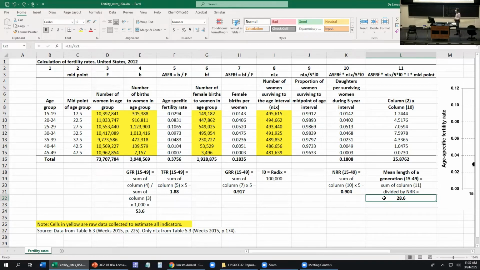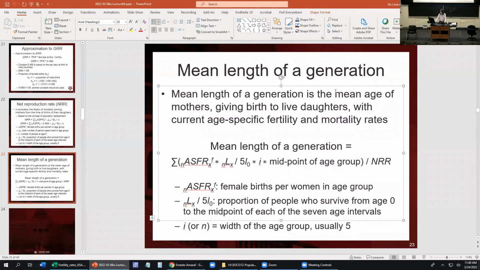So maybe if we see women delaying the age at which they have children, and we have data for several years for the US, we would expect this number here to increase because women are investing in their education, are investing in their career, so they postpone the age at which they have children, and of course, at which they have daughters, so the mean length of a generation would increase. So these different terms here mean the same thing. The mean length of a generation means that it's the mean age of mothers giving birth to daughters born alive. Okay? All cool?